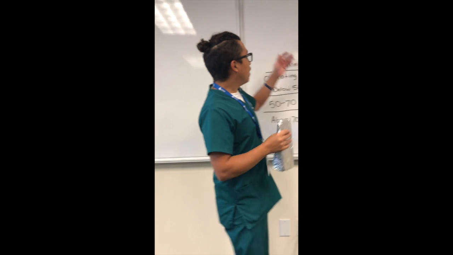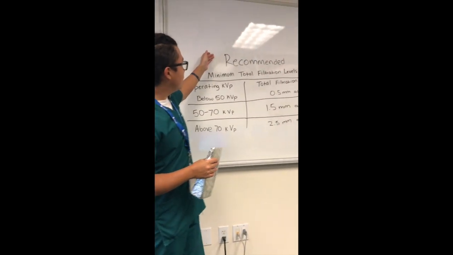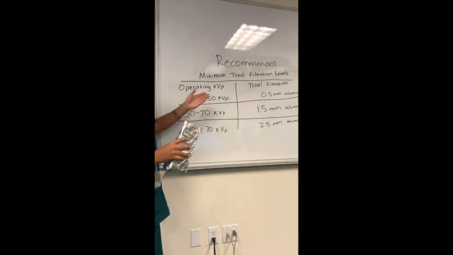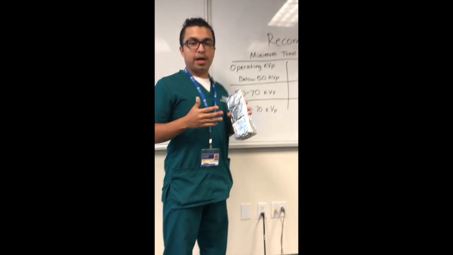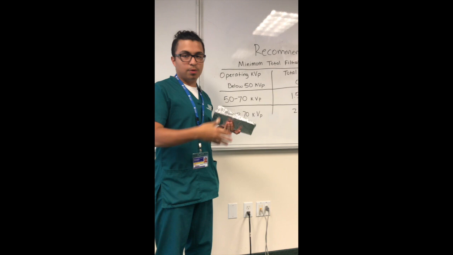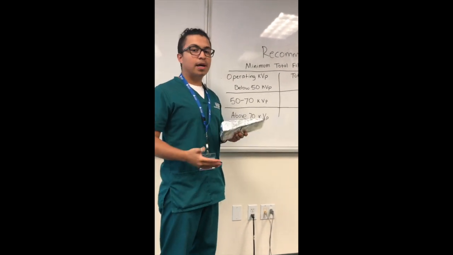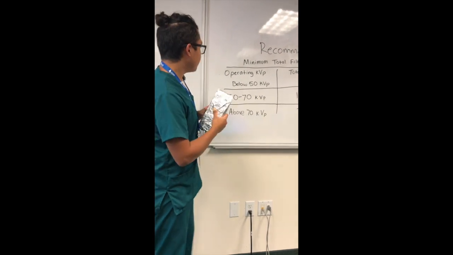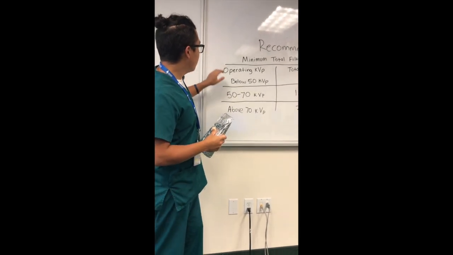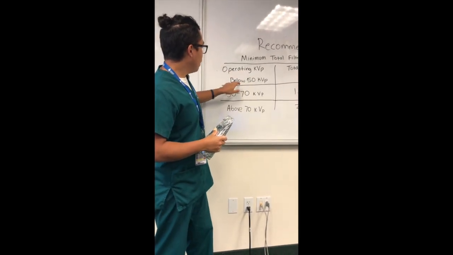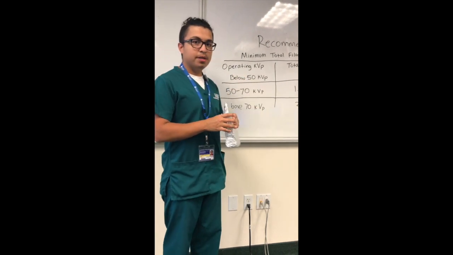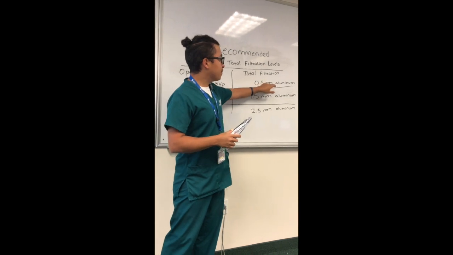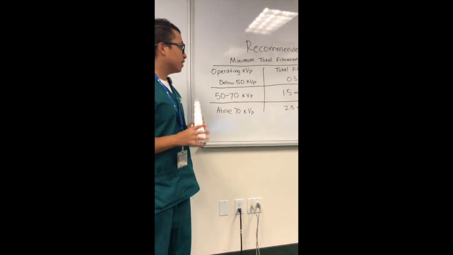Now here we have a table showing the recommended minimum total filtration levels. Now, as we know, kVp is basically the penetrating power that you need to penetrate through thicker parts of the body, but this also applies to aluminum. So the thicker the aluminum, the more kVp you would need. So as we see on the table, under operating kVp, we have below 50 kVp, which isn't that much, but it is required to penetrate through 0.5 millimeters of aluminum, which is very thin.